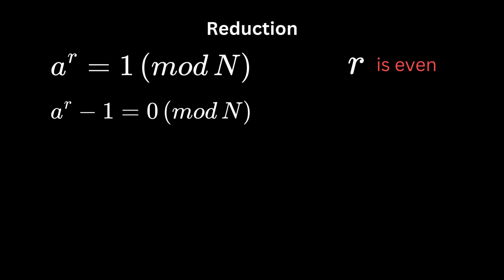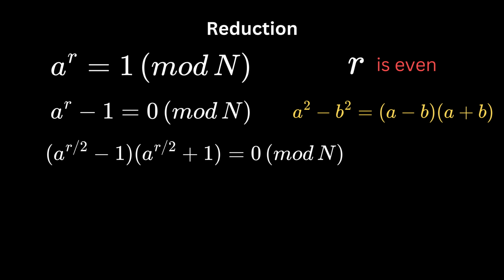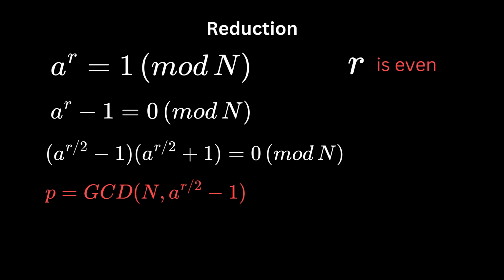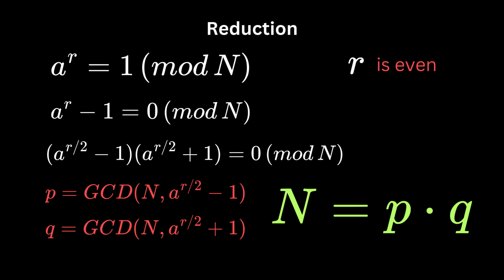Now let's move 1 to the left side of the equation. We end up with a to the r minus 1 equal to 0 modulo n. We know from the difference of squares equation that a to the 2 minus b to the 2 is equal to a minus b times a plus b. Since r is even, we can apply the difference of squares to a to the r minus 1 equal to 0. If we take the greatest common divisor of n and a to the r over 2 minus 1 as p, the first prime factor, and the greatest common divisor of n and a to the r over 2 plus 1 as q, the second prime factor, then we are done. We successfully find the prime factors of n.